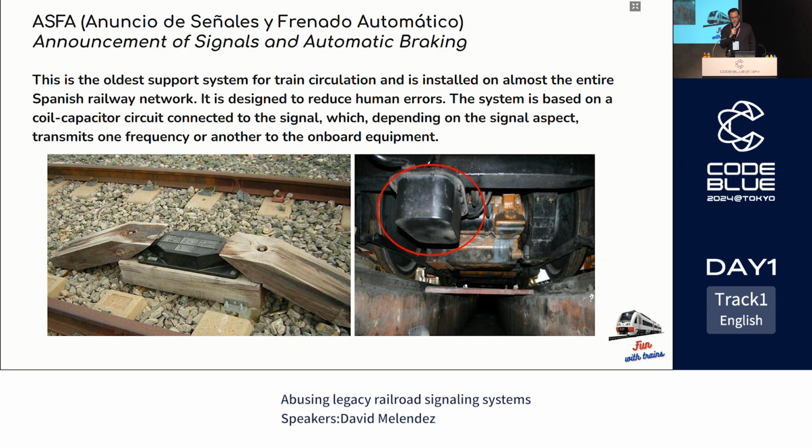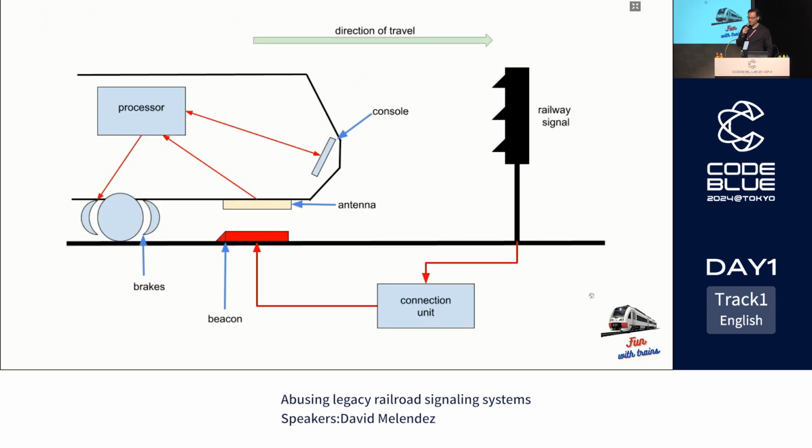So in ASFA we have two main items. One item is placed on the train, near the wheels, and the other device is placed on tracks. So this is basically a schematic of the system.